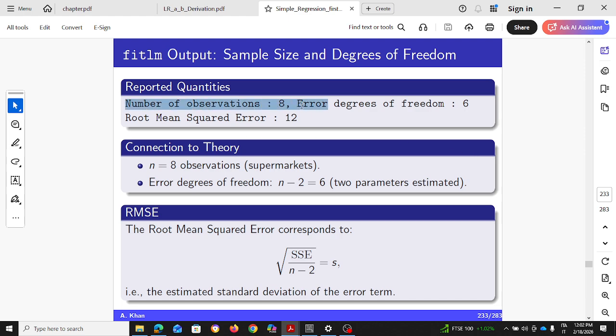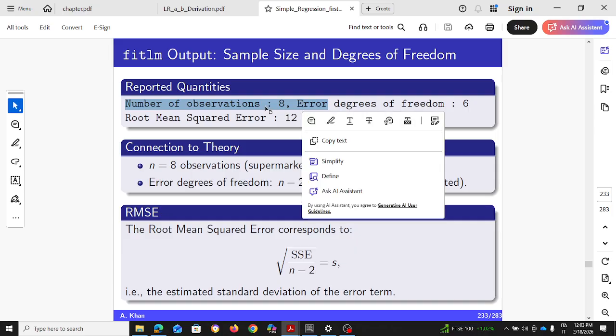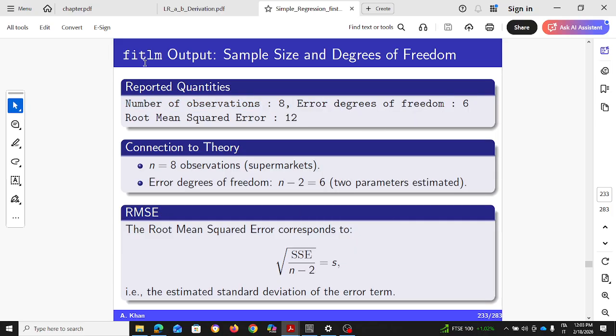We had the number of observations, 8. We have to put these as arguments in the fitlm function. The degrees of freedom should be 6 because we have n-2. If you want to calculate the root mean square error, we have the same SSE divided by n-2, but just take the square root. Before it was S squared. Remember, we replaced sigma squared with S squared. So just take the square root of both sides and you have the root mean square error.